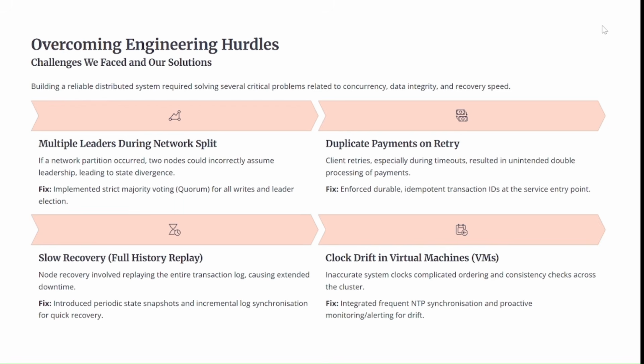We also faced slow recovery times when a node restarted. To fix this, we added snapshot and incremental syncing, which helps the nodes recover faster. Finally, clock drift between servers caused timing issues. We solved this using frequent NTP synchronization to keep all the system clocks accurate. After solving these challenges, our system became stable, fault tolerant, and ready for continuous payment processing.